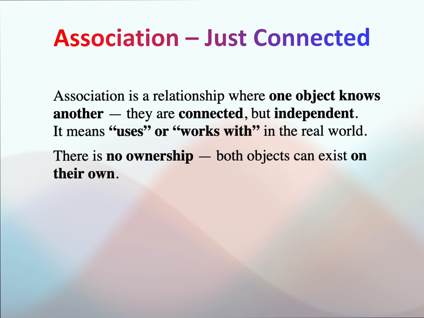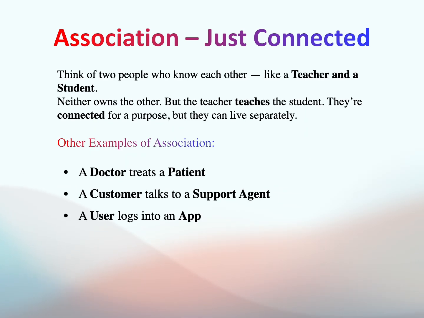Alright, so time for our first relationship type, association. This is when one object knows another, but they are still totally independent. Think of two people who know each other. The example we saw earlier, like a teacher and a student. Neither owns the other, but the teacher teaches the student. They are connected for a purpose, but they can live separately.